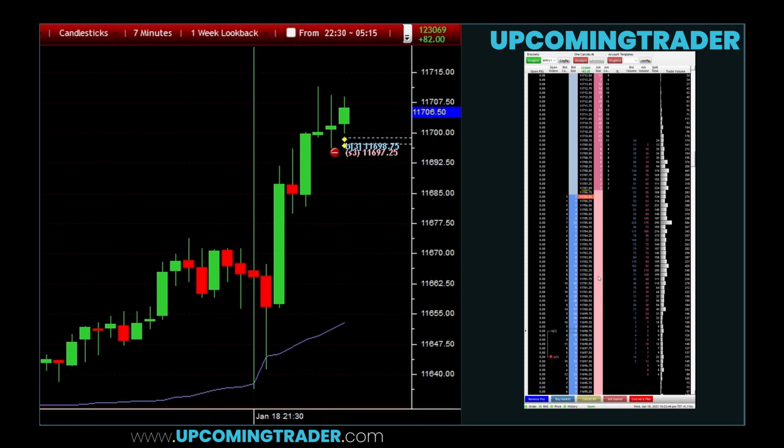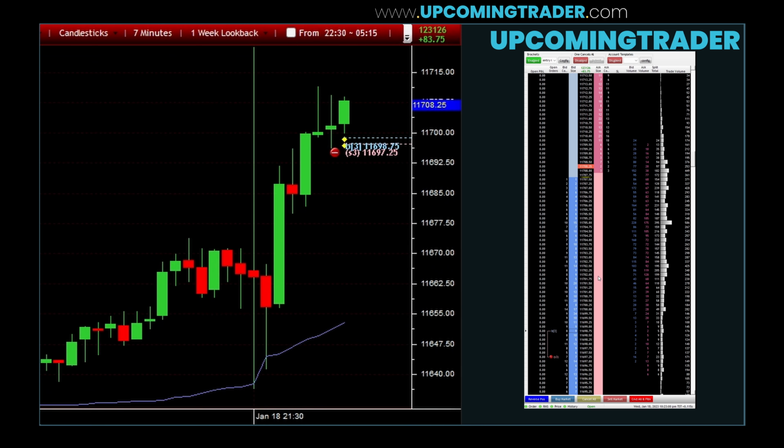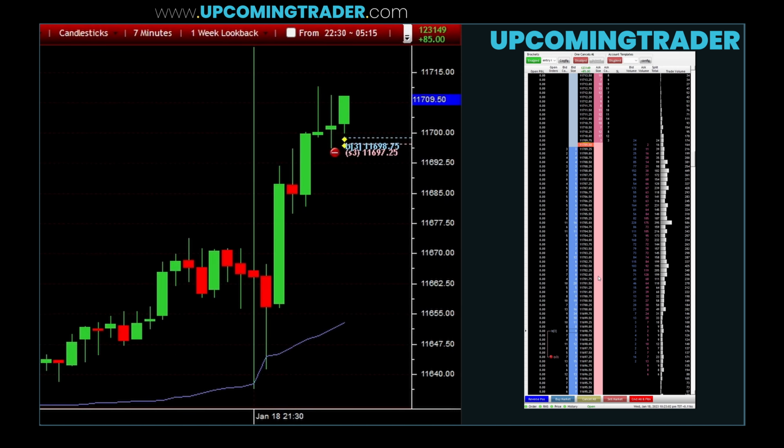This pattern resembles the shape of a teacup with a rounded bottom followed by a smaller consolidation that forms the handle. A breakout from the handle often signals a continuation of the uptrend. The key to validating this pattern is observing a steady increase in volume during the breakout, indicating strong buying interest.